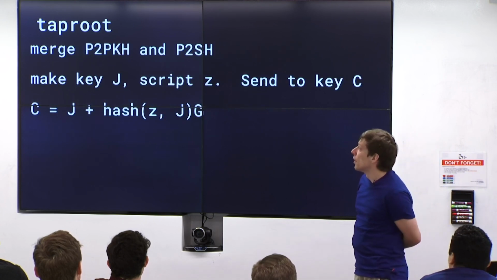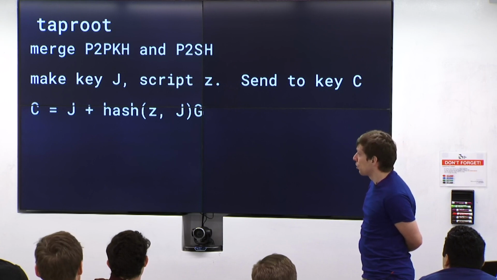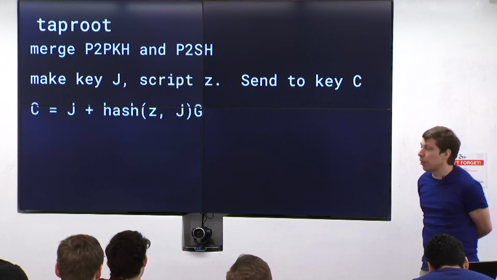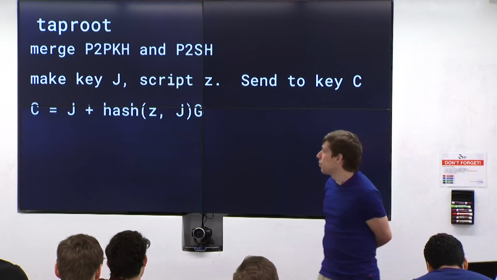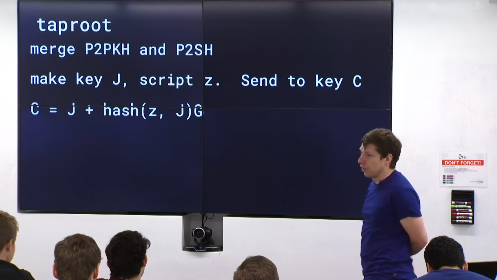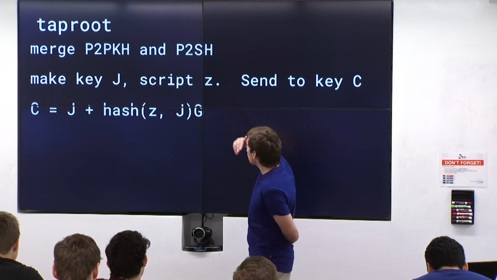So the idea is, you use this pay to contract hash construction to merge pay to pub key hash and pay to script hash, so that a single output can do both. You make a key J, and J is an actual key, like you have the private key for it. It's a regular old pub key, and you have a script Z.